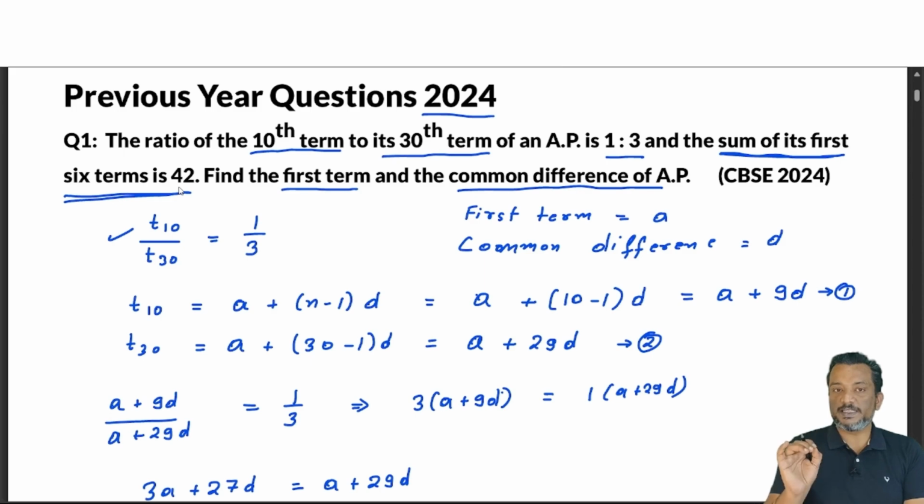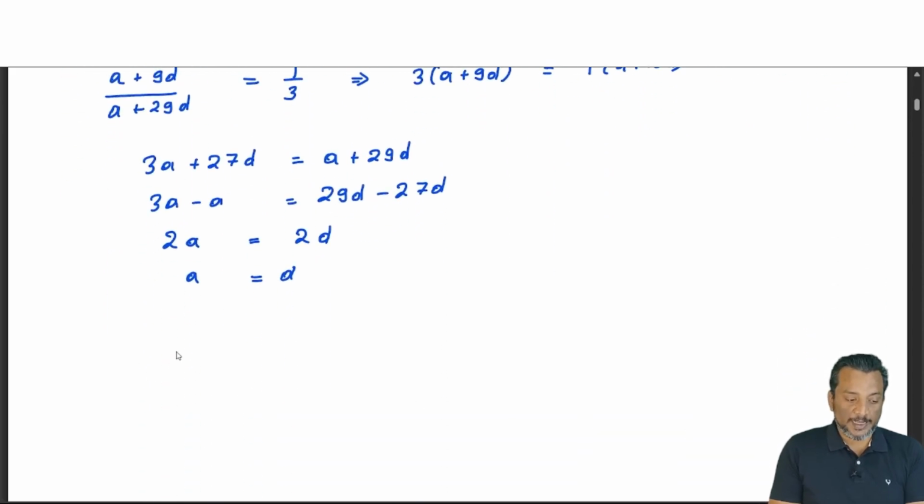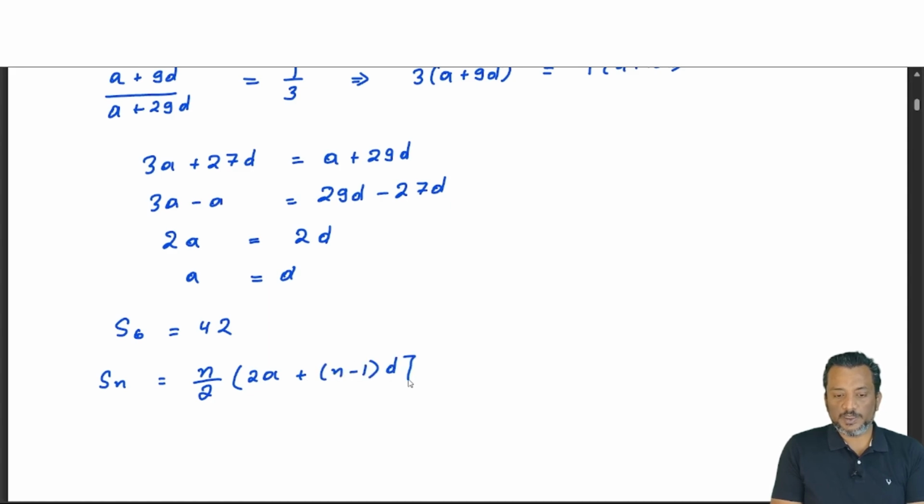The sum of the first 6 terms is given as 42. So we can say here, sum of 6 terms is equal to 42, and you know the sum formula. The sum formula is Sn is equal to n over 2 times (2a plus (n minus 1) into d). This formula you have already seen in arithmetic progression, the sum of an AP.